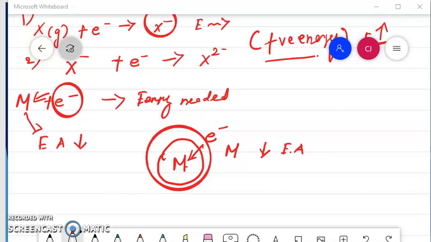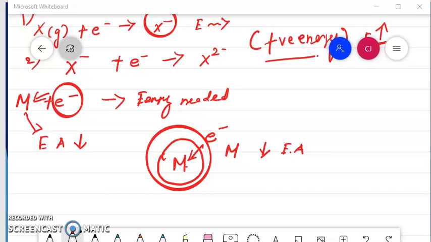Now, how do electronegativity and electron affinity differ? If you see an atom attracting the electron, that is called electronegativity. If energy is released once the electron is added to the atom, that is called electron affinity. Correct? That is what we have studied now.